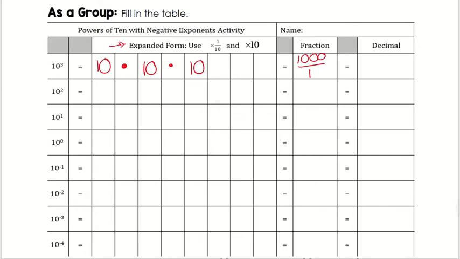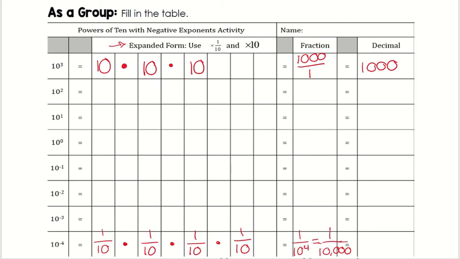The decimal form of that is just 1,000, because remember, every number in the world has a decimal point that follows it. It's just we don't typically write it. Okay? Now for 10 to the negative 4th, what that's going to look like in expanded form is 1 over 10 times 1 over 10 times 1 over 10 times 1 over 10. So fraction form, that's 1 over 10 to the 4th, which equals 1 over 10,000.